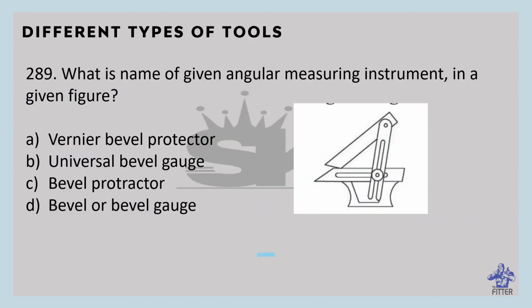What is the name of the given angular measuring instrument in the given figure? That is the universal bevel gauge. Okay, it is used by toolmakers. It measures angles. It comes under the category of mechanical protractors.